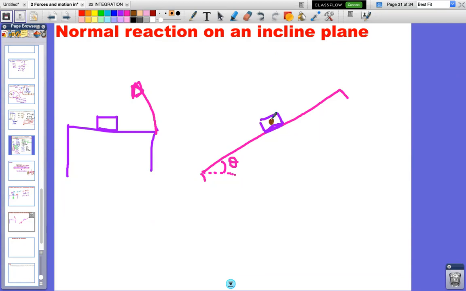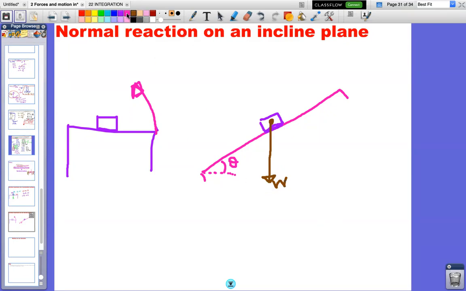I saw one student try to draw the weight like this. Which student was that? I will not call the name. But weight is always acting vertically downwards, okay? Weight is always vertically downwards, no matter the situation. So your weight will be vertically downwards.